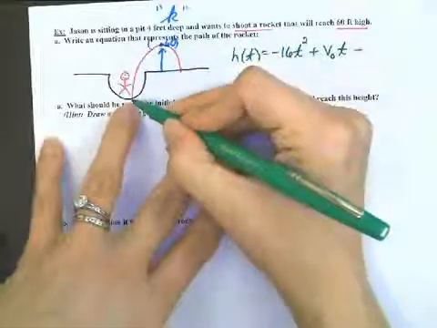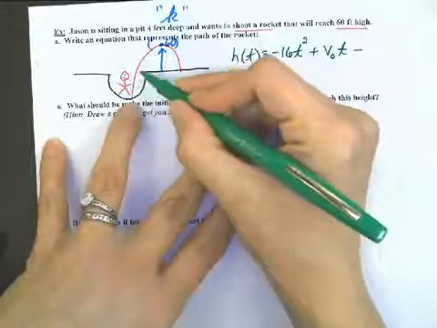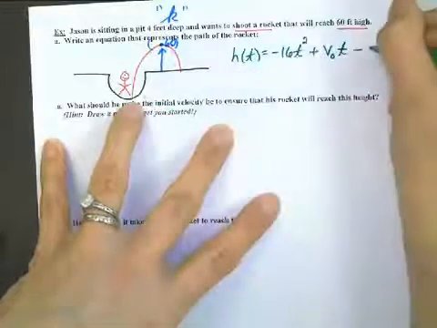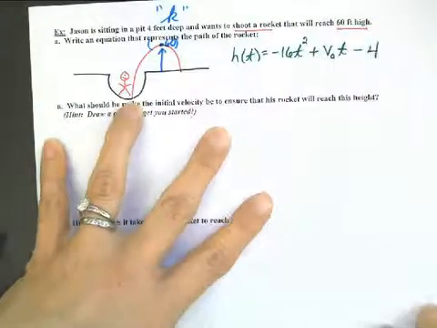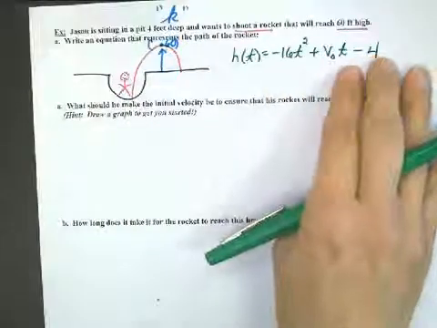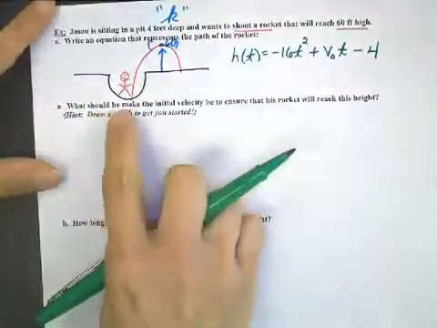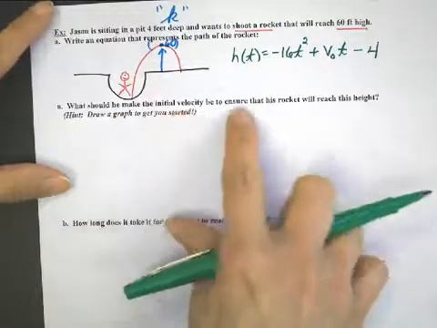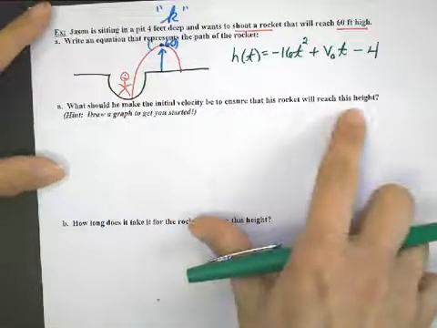Okay, and then how about the initial height? The initial height, oh, he's in a pit? So he's not at 0, and he's not above ground. The initial height is negative 4. Okay, that's interesting because the equation's not complete. What should he make the initial velocity to ensure the rocket is going to reach that height?